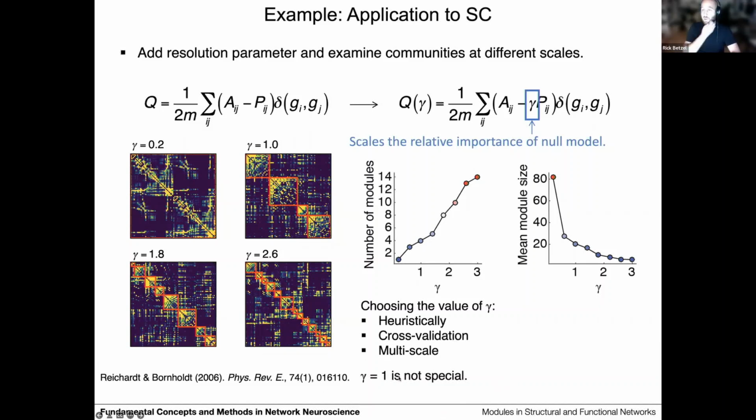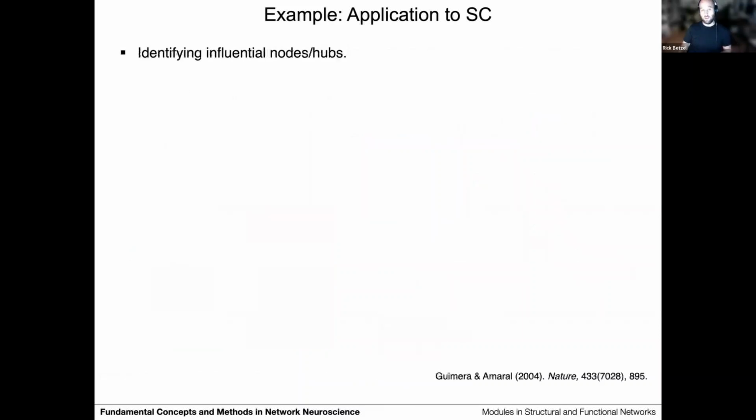And the last point that I'll make is that the value of gamma equals 1 is not a special value. Gamma equals 1 is, for some implementations of modularity maximization, a kind of default setting. You should always explore variation in gamma and how it impacts your detected communities.